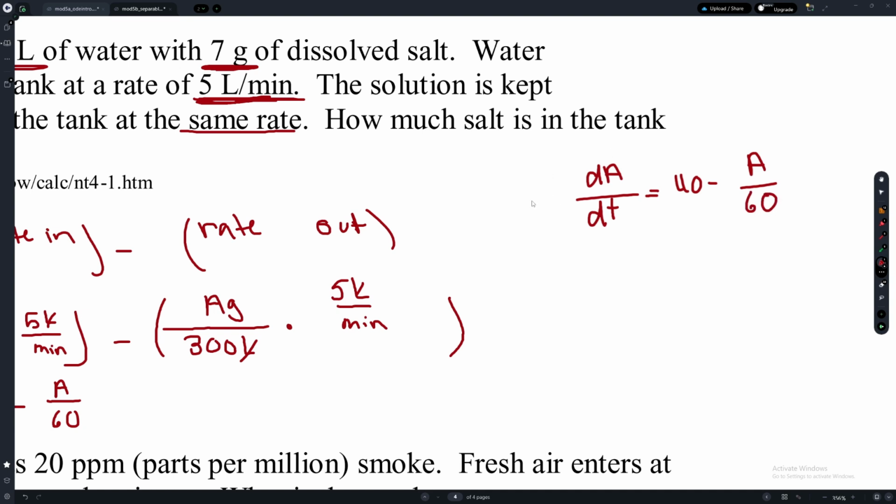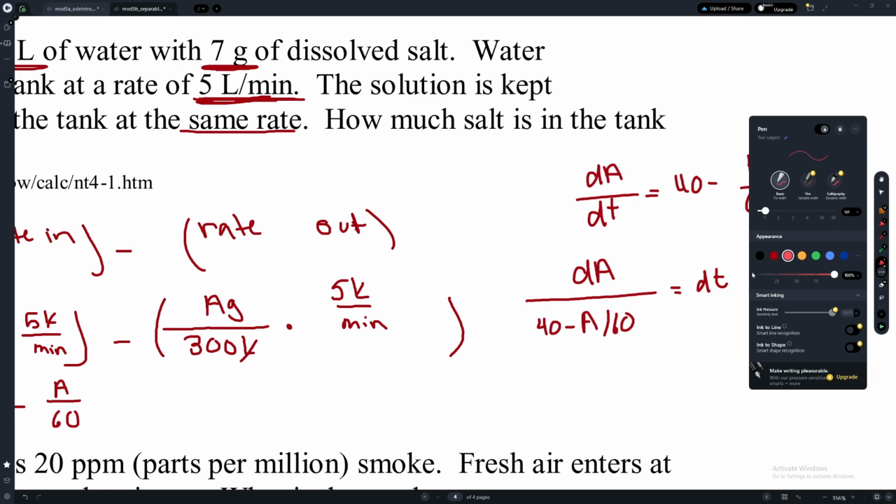Now, the same thing we've been doing before. You want to have your y on one side and your x on the other side, or in this case, your A on one side and your t on the other. And so what I'll do is I'll keep my dA, and I could divide by just one thing, but actually I'll just divide by the whole thing. So dA divided by 40 minus A over 60. Okay, and this will equal dt.